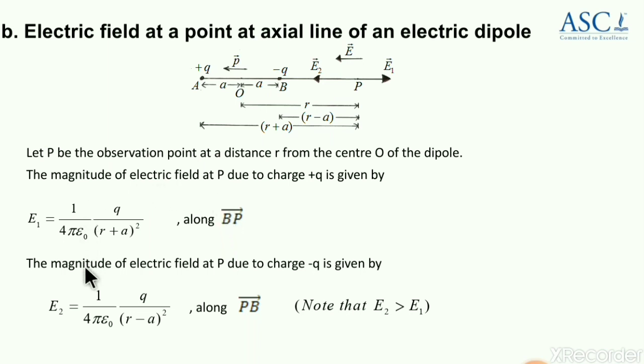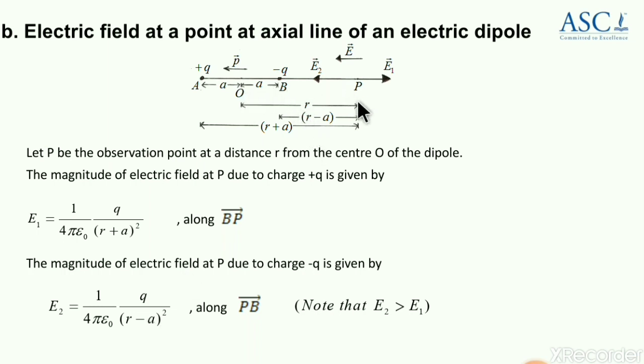Next is the magnitude of the electric field at point P due to charge minus Q, exactly the same as what I have just discussed for plus Q. Here we use the notation E2 for this minus Q, and E1 for the plus Q that I took earlier. So now E2 has magnitude 1 by 4 pi epsilon naught, Q divided by, instead of r square, (r minus a) the whole square. Here it is r plus a; how it is r minus a I will tell you.